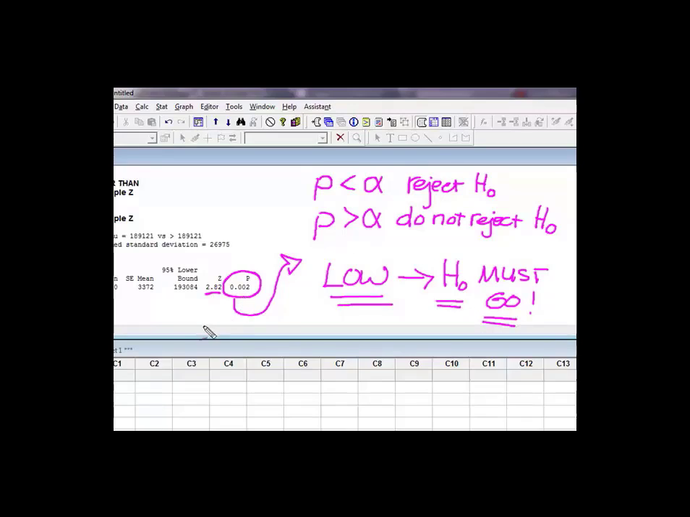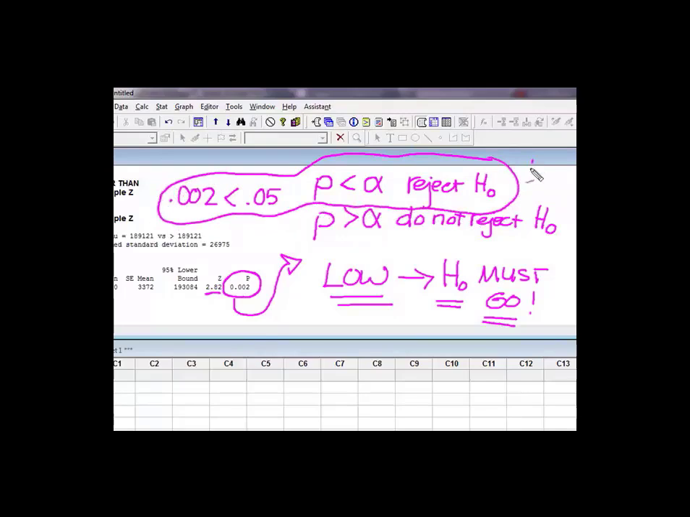So based on a P of 0.002, I know that 0.002 is less than my alpha of 0.05. Therefore, my decision, reject H0. All right?